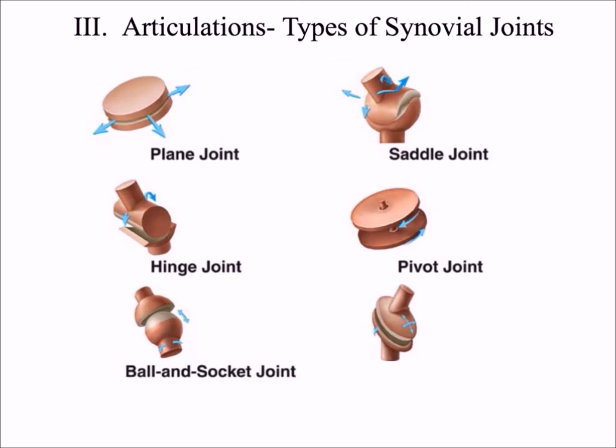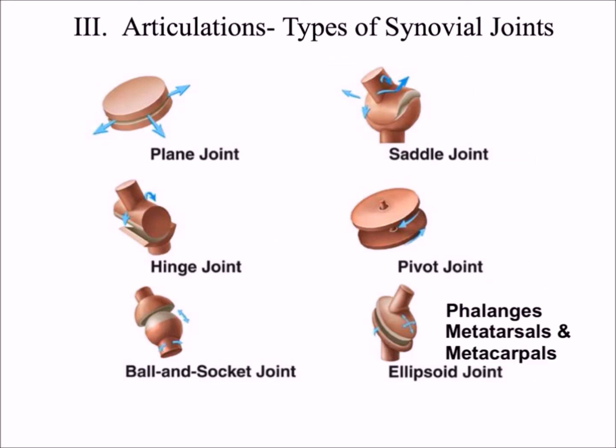And finally, the last type of synovial joint is an ellipsoid joint or condyloid joint. And in a condyloid joint, you have a concave surface articulating with a convex surface. Example of an ellipsoid joint or condyloid joint would be the phalanges, or bones of the fingers and toes, and the sole of your foot, or palm of your hand, called the metatarsals and metacarpals.